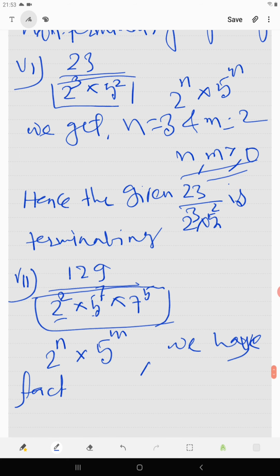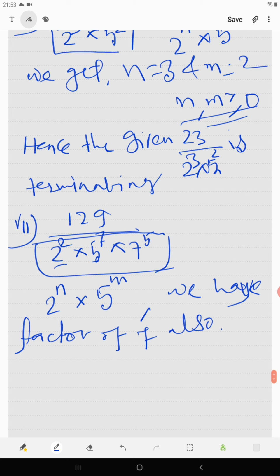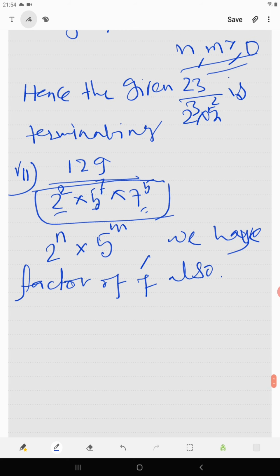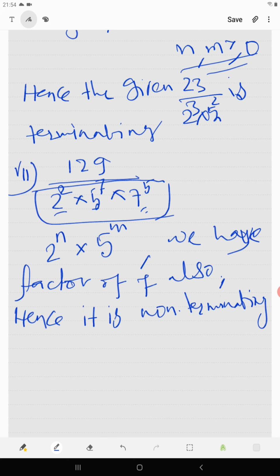Of course 2 and 5 are there, but we have an extra factor of 7 also. There should be no other factor other than 2 and 5, but we are seeing here we have a factor of 7 also, hence it is non-terminating repeating.